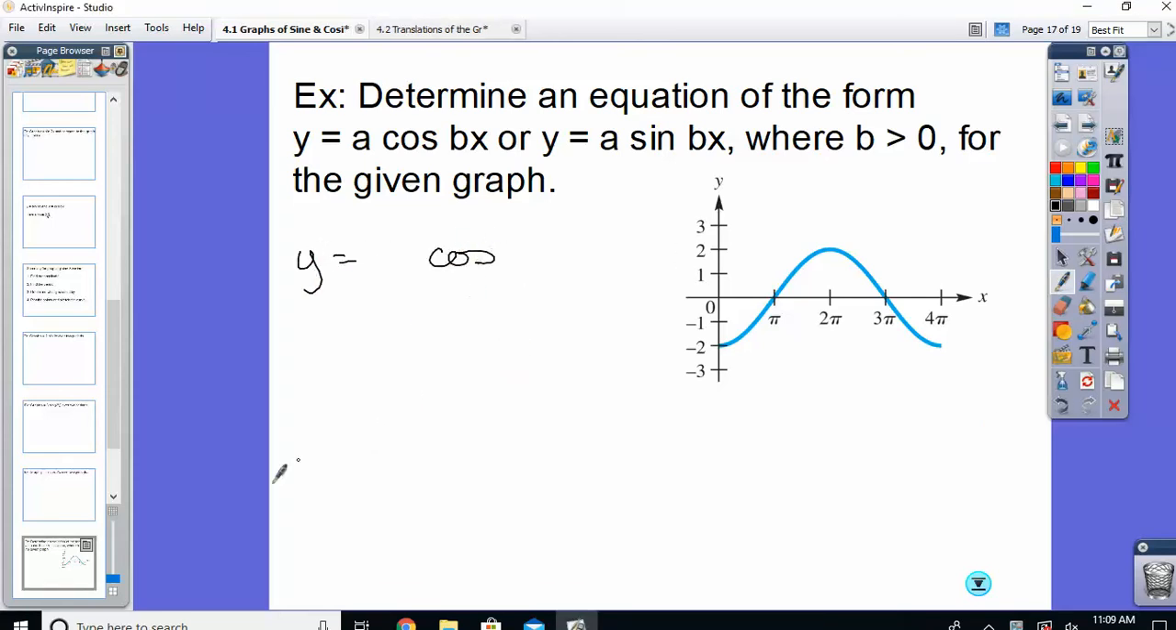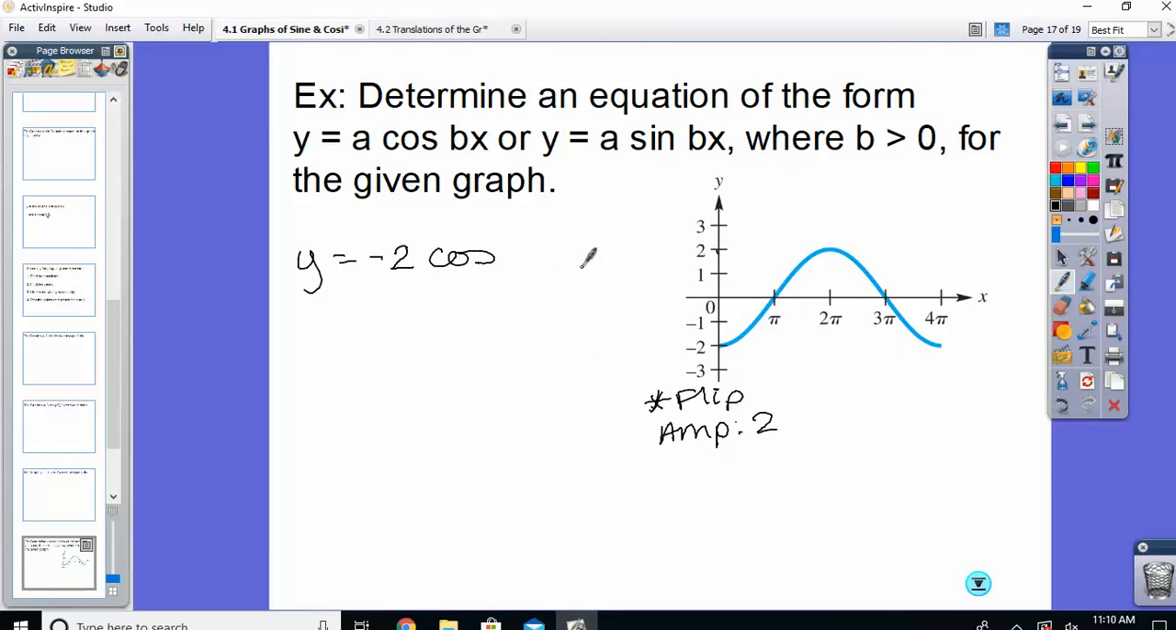Okay, I know that much. Now cosine normally starts at its high point. So what happened on this graph? Right, it's flipped. So we know there's a negative in front. What is the amplitude if I look at this graph? 2. So when you talk about the equation, the amplitude is in front. So I know it's y equals -2 cosine. Now I just have to find my angle.